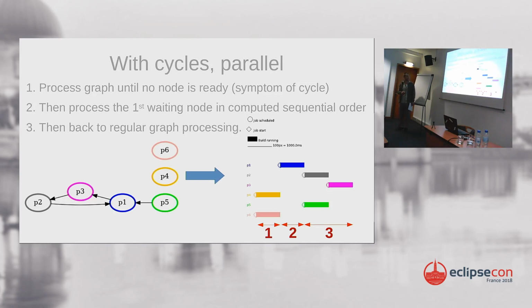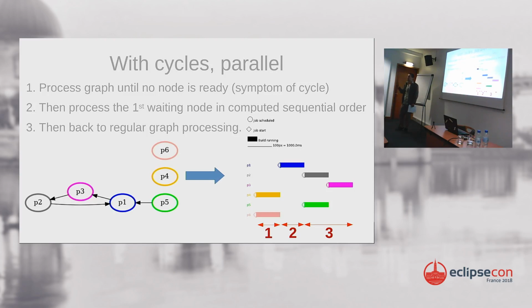Let's start with the nodes which have no parent, P4 and P6. And then, upon completion of this one, what happened is that in this graph, in the subgraph that is remaining, there is no entry point. There is not one node which has no reference. And this is the symptom of a cycle.